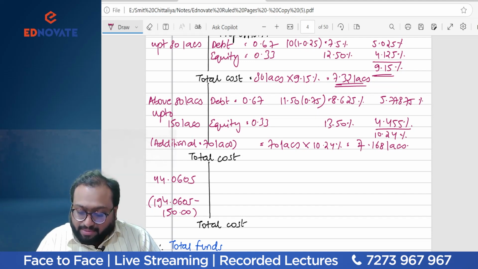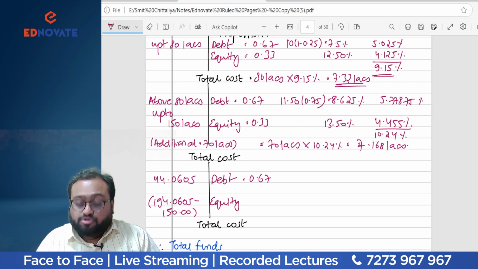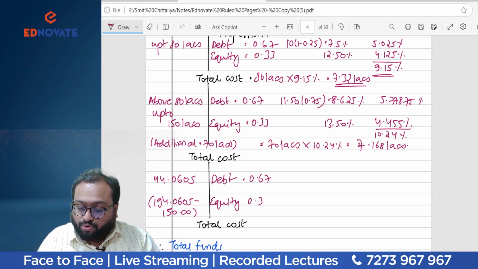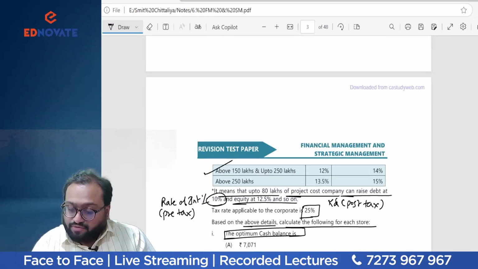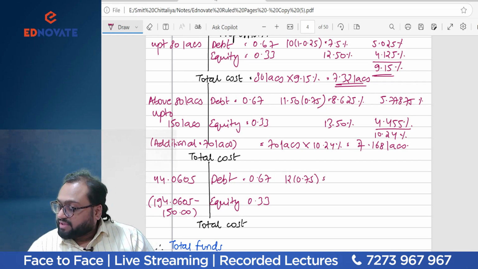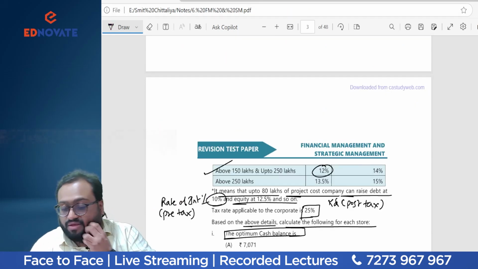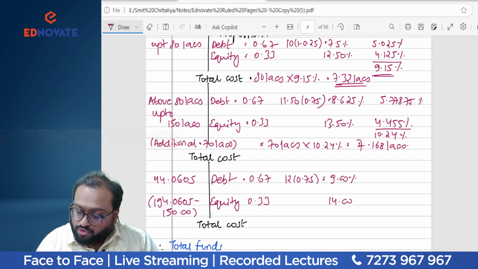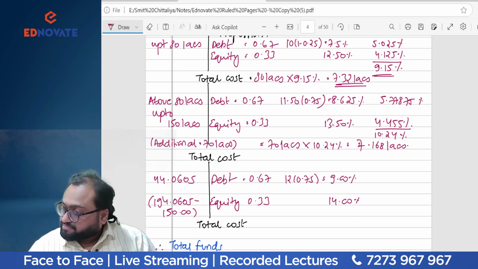Here also there is a debt equity mix. There will be debt, there will be equity. Of course, sorry, debt proportion will be 0.67 and equity proportion will be 0.33. Now, what is the cost over here? The rate of interest is 12%. So we'll write down 12 into 0.75. After tax KD will be 12 into 0.75, which is 9% exact. And what is the cost of equity? Of course, 14% as given in the question. Let us multiply the same, 0.67 into 9%.